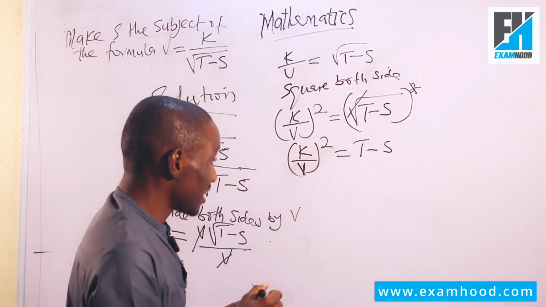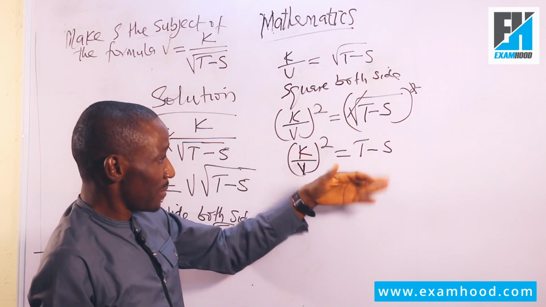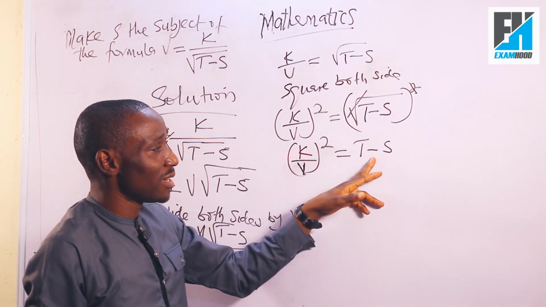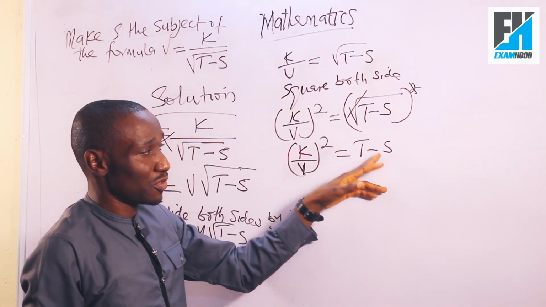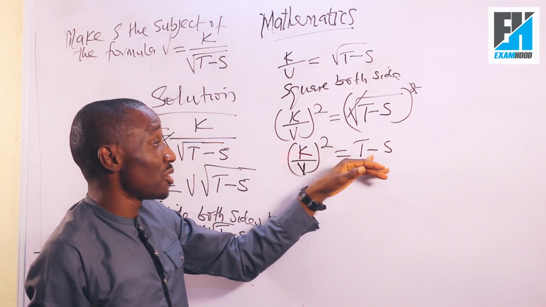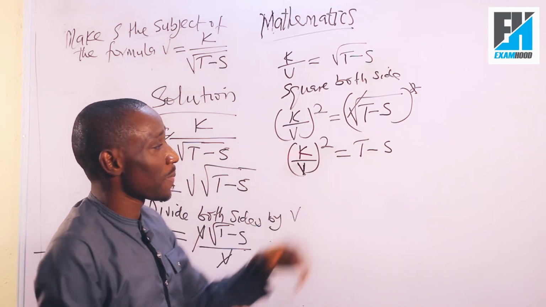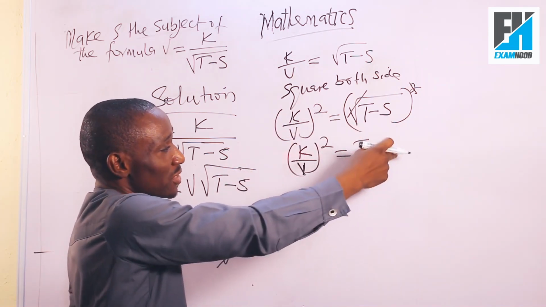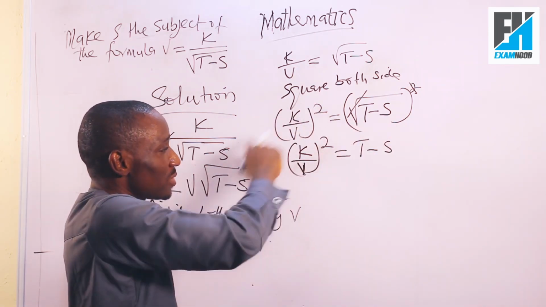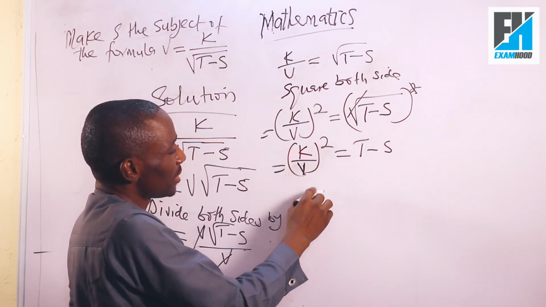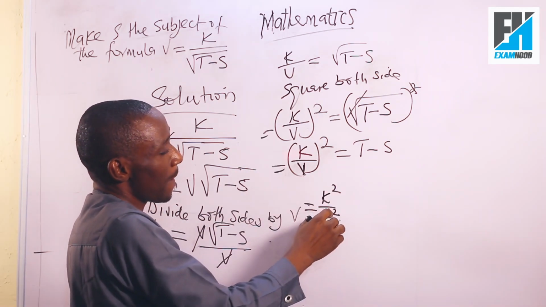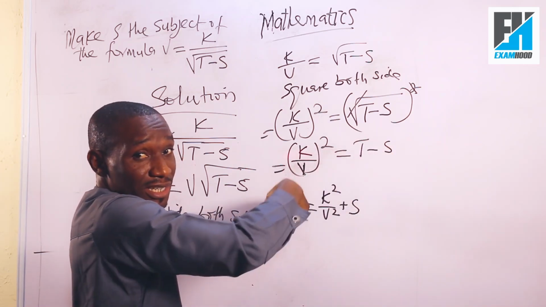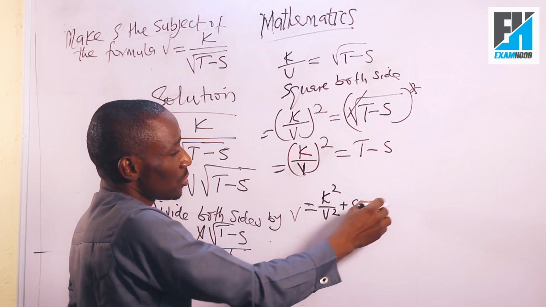So the next step is, remember we have to make S the subject of the formula. So we should find a way of removing T from S. But before we do that, we also need to remove this minus sign. Since we have minus S here, let's transfer this minus S to the left side of the equation. That will give us K square over V square plus S. Remember, we are taking minus S to this side, so it changes to plus, is equal to T.